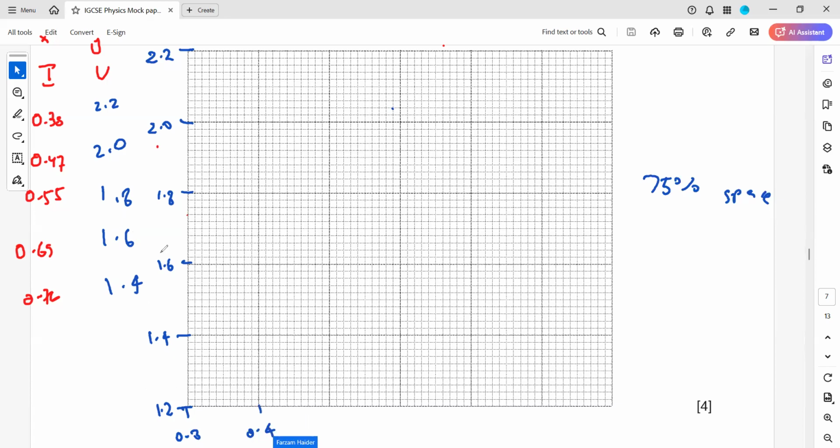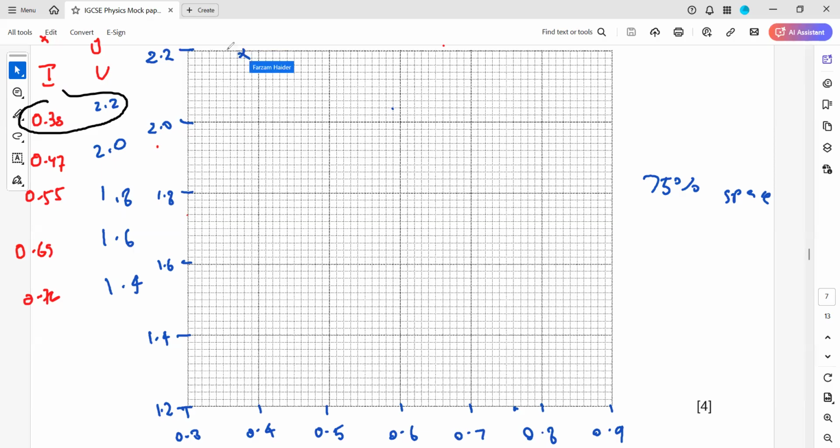Next, on the x-axis, the current's minimum value is 0.38 and the maximum value is 0.76. So if I start the axis like 0.3, 0.4, 0.5, 0.6, 0.7, 0.8, I will cover about 75% of the scale. So it's not like all graphs should start from 0. Then we'll mark our points. What are the points? The first point, 2.2 and 0.38. Here 10 boxes is equal to, yes, that's right.